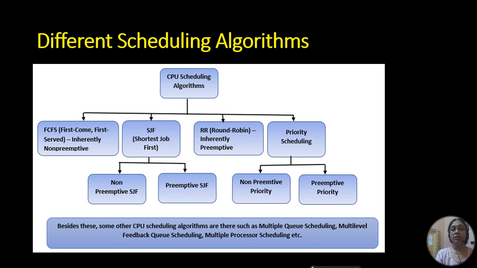Now regarding different CPU scheduling algorithms. FCFS, that is the first come first served algorithm, is inherently non-preemptive as part of its implementation criteria. SJF, that is the shortest job first algorithm, then RR, that is the round robin algorithm. The round robin algorithm is inherently preemptive as part of its implementation principle. Priority scheduling is another CPU scheduling algorithm. Both the SJF algorithm and the priority algorithm have two variations: one is a non-preemptive version, another one is a preemptive version. Besides all these algorithms, some other CPU scheduling algorithms are there, such as the multiple queue scheduling algorithm, multiple feedback queue scheduling algorithm, multiple processor scheduling algorithm, etc. We will discuss these different types of scheduling algorithms in our next video.